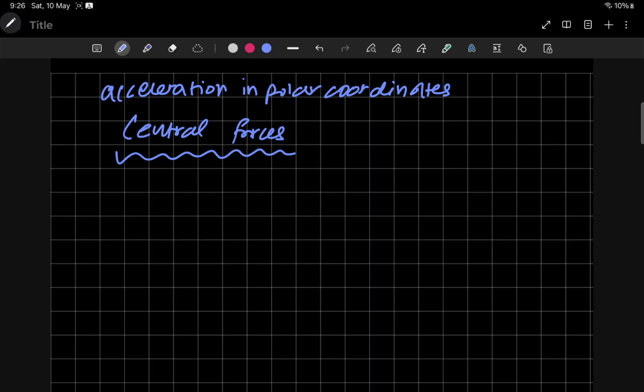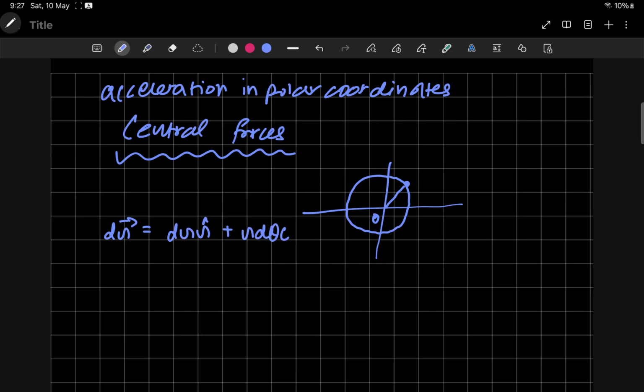First of all, as a revision, when we talked about polar coordinates, we talked about a particle moving in a circle, and we defined an infinitesimal position vector: dr is dr r cap plus r d theta theta cap, because the object has a radial component and a transverse component. So this is the radial component and this is the transverse component.